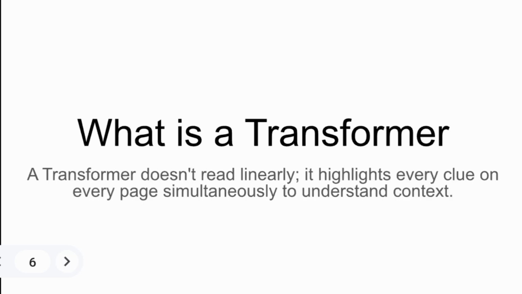Transformer basically doesn't read linearly. It highlights every clue and every related part to understand the context. When you give something to AI, it doesn't read left to right, it tries to understand what you mean, what your core topic is.